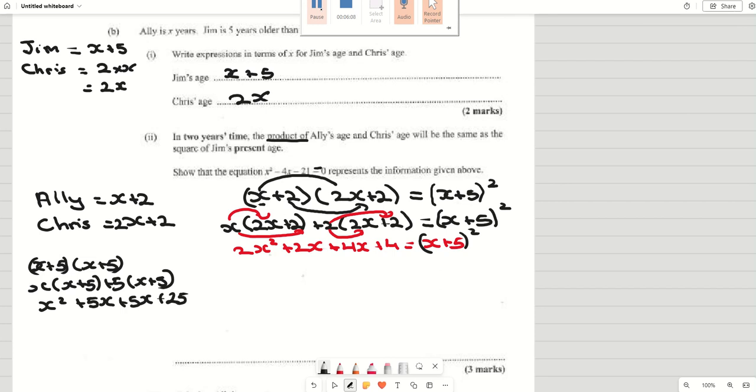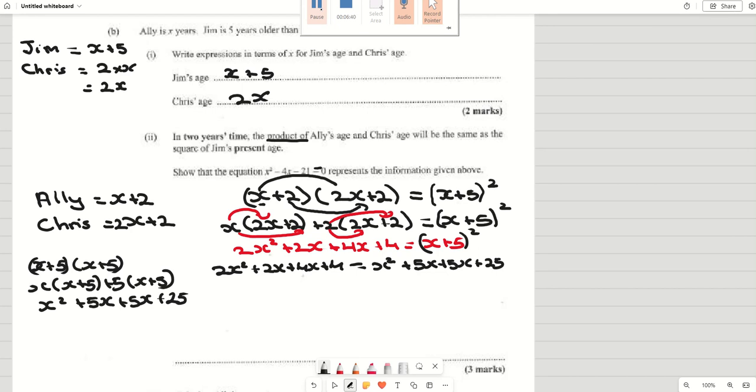So we can say now that 2x squared plus 2x plus 4x plus 4 is equal to x squared plus 5x plus another 5x plus 25. We want to make this entire thing equal to 0 because it said show that x squared minus 4x minus 21 is equal to 0.